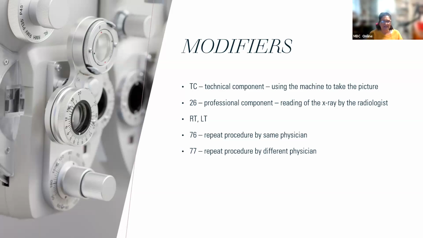RT and LT are used a lot, so pay attention to right and left. If things are done on either the right side or the left side, make sure that you put the proper modifiers. You will see 76, which is repeat procedure by same physician. So that means if they have to do another test again, that's a repeat procedure. And then 77 is a repeat procedure by a different physician. So if it's the same thing, but done by a different physician, then 77 would be used. Pay attention to these modifiers and make a note in your CPT manual that these are the most commonly used with radiology procedures.